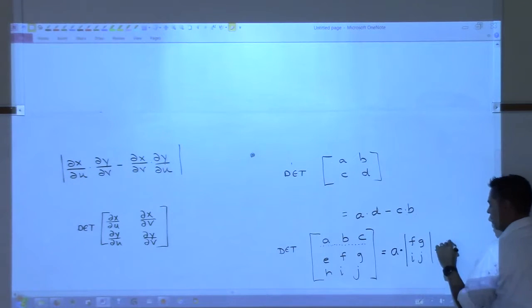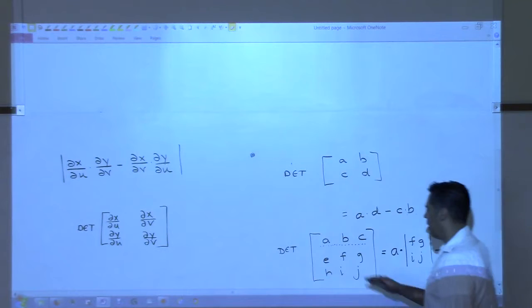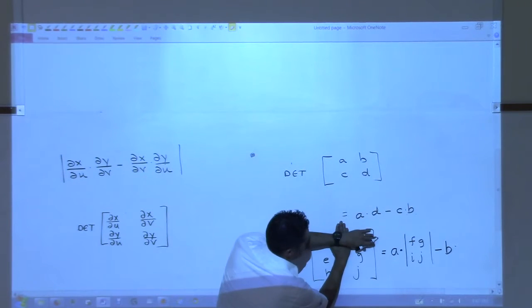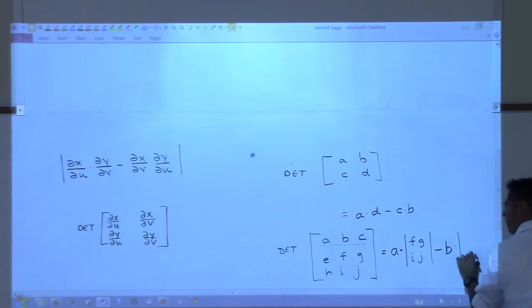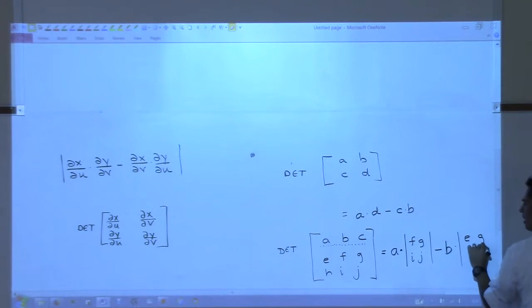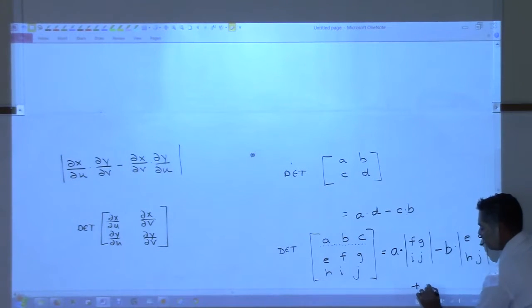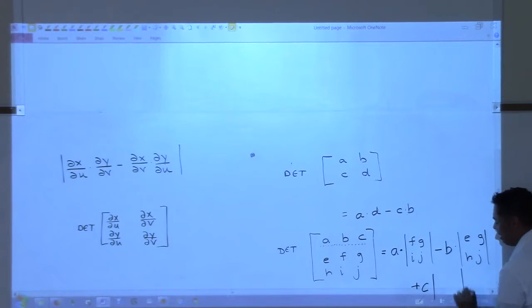B times, now I cover up B and the top row, and you see those four. Yes. I want the determinant of those. So E, G, H, J. Okay? And then one more. I go to C, and this will be plus. Plus C, determinant of what?